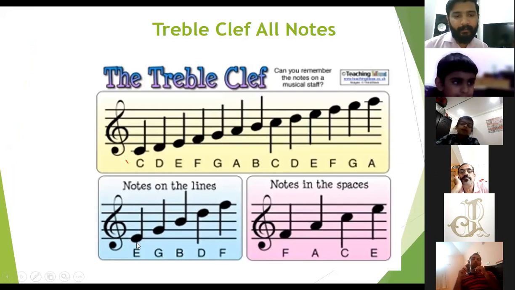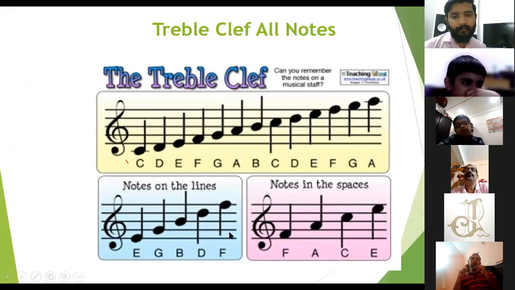5 lines are there. So E, G, B, D, F. Those are new. You can write it down. Every good boy does fine. 5 lines. So how do you write it? Every good boy does fine. So first line E, second line G, third line B, fourth line D, and last line is F.